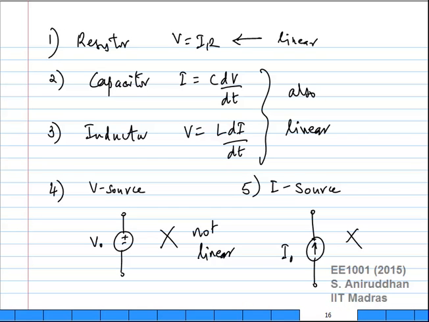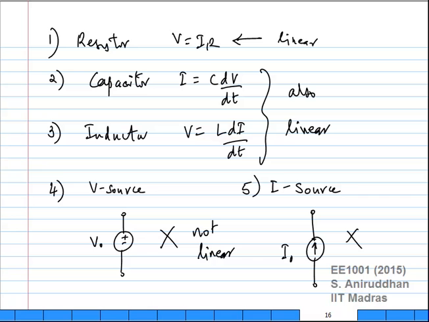Of course, for a resistor, V equals IR, you can very easily show that all resistors are linear elements. And it also turns out the derivative function is also a linear function. You can verify that for yourself. So capacitors and inductors are also linear elements.